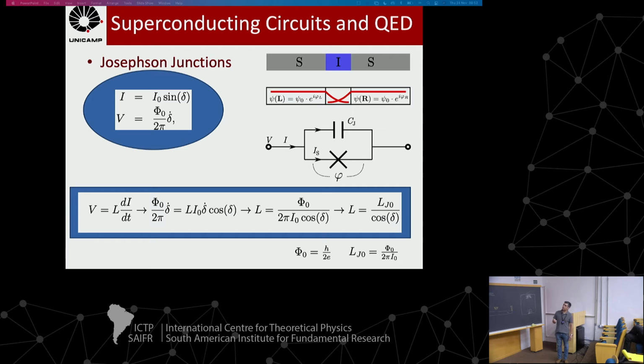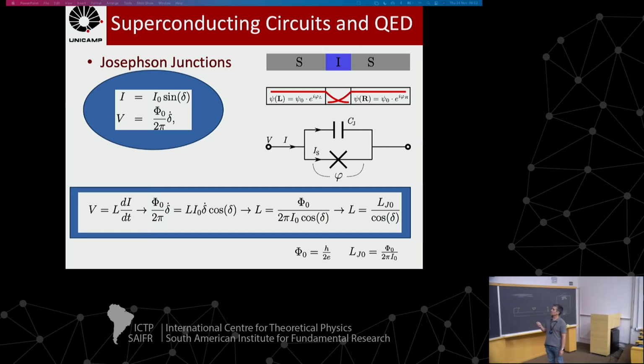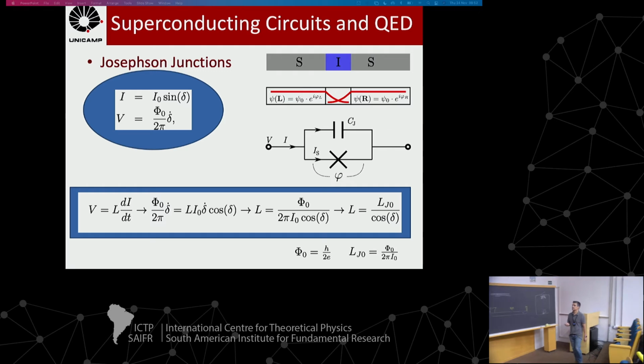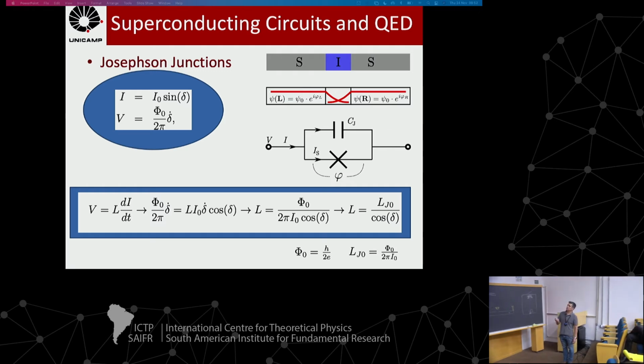And if you get the voltage here and compare this with the inductor, play a little bit with both equations, you can see that this junction has a behavior similar to an inductor, but a nonlinear inductor that goes with the inverse of the cosine of the phase. So we have this Φ0 over 2π I0 here.